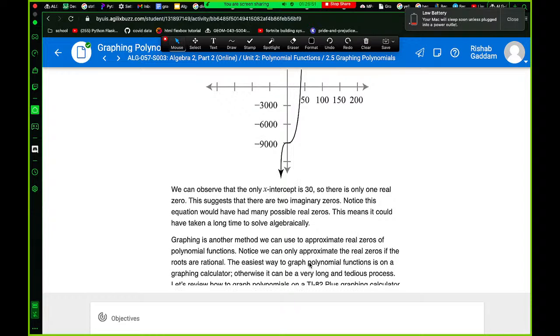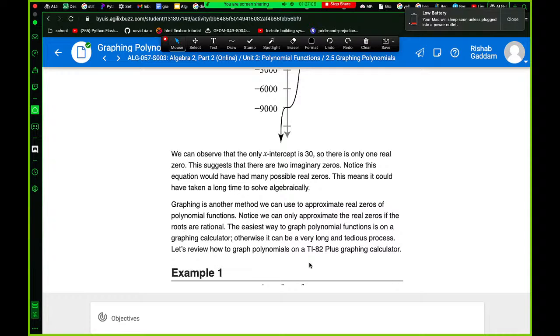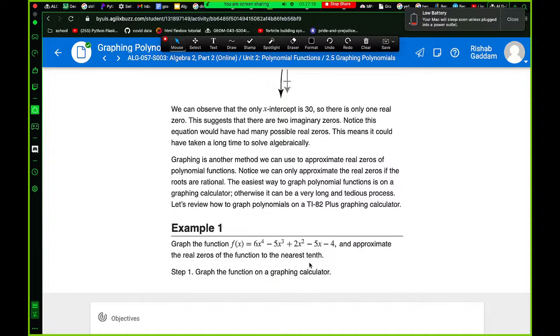Graphing is another method we can use to approximate real zeros of polynomial functions. Notice we can only approximate the real zeros if the roots are rational. The easiest way to graph polynomial functions is on a graphing calculator, or otherwise it can take a very long and tedious process. Let's review how to graph on a TI-82 Plus graphing calculator.